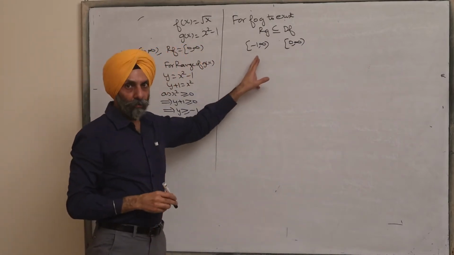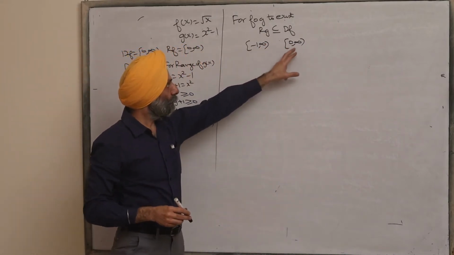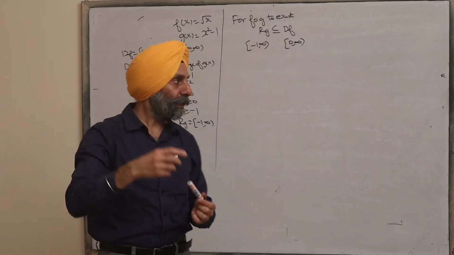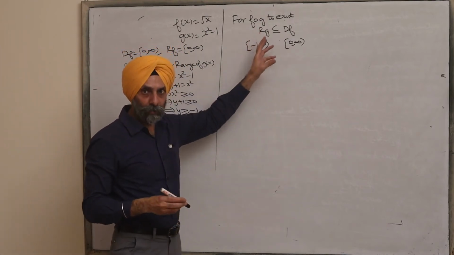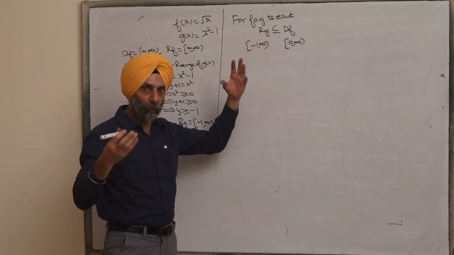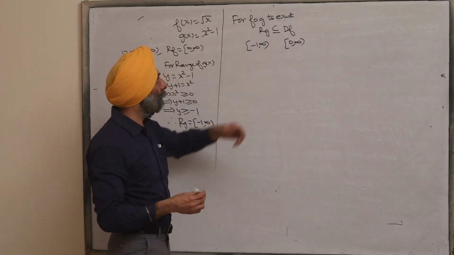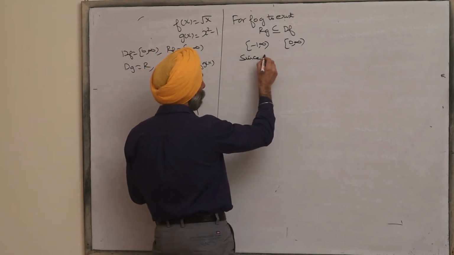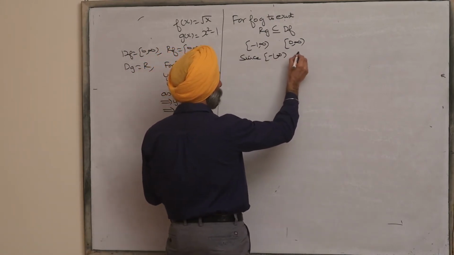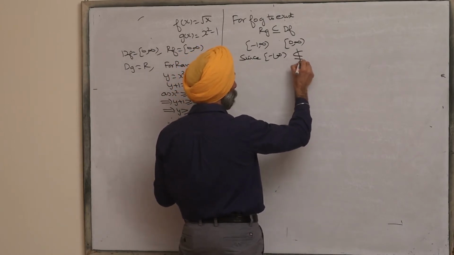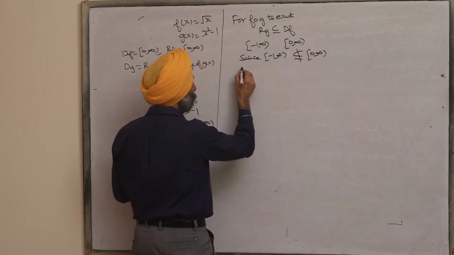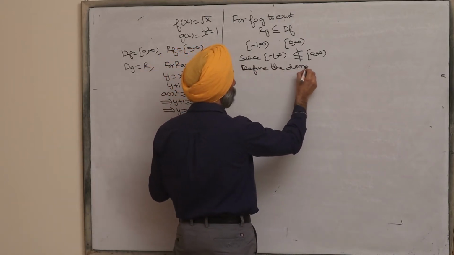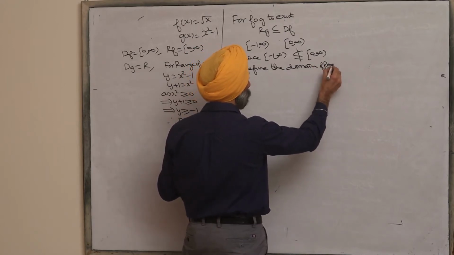Now you can see here, for some of the values it exists but not for all. So that means we will have to redefine the domain of f of g. If we are able to define the domain of f of g, then we can find f of g here. Since minus 1 to infinity is not a subset of 0 to infinity, we define the domain of f of g. So how to define it here?